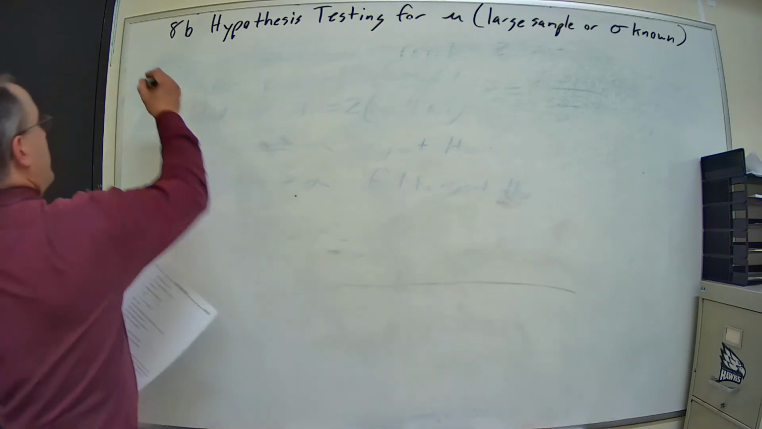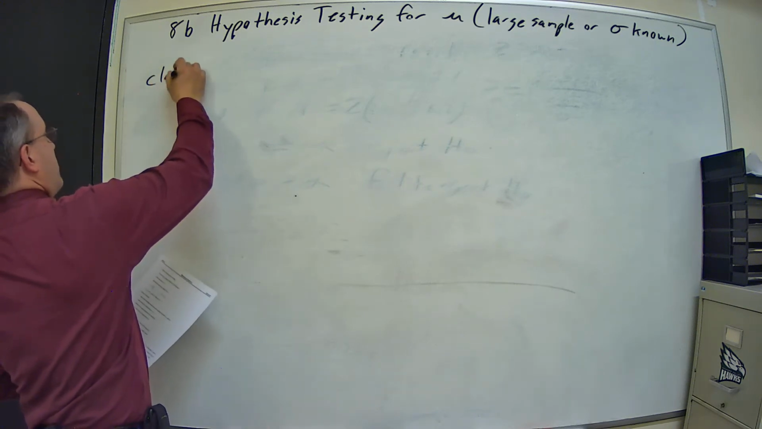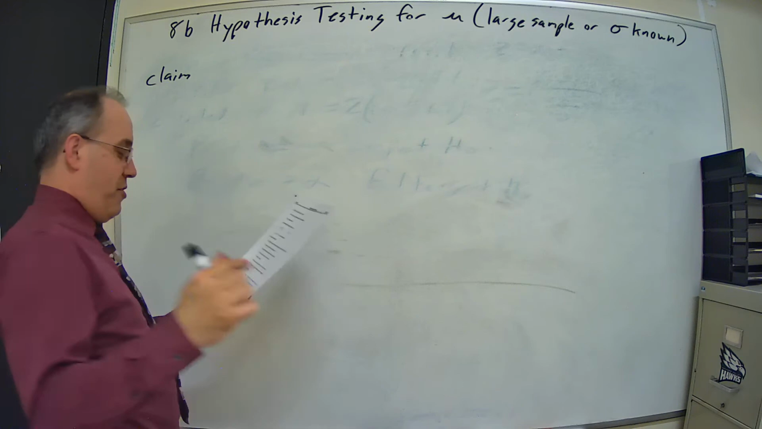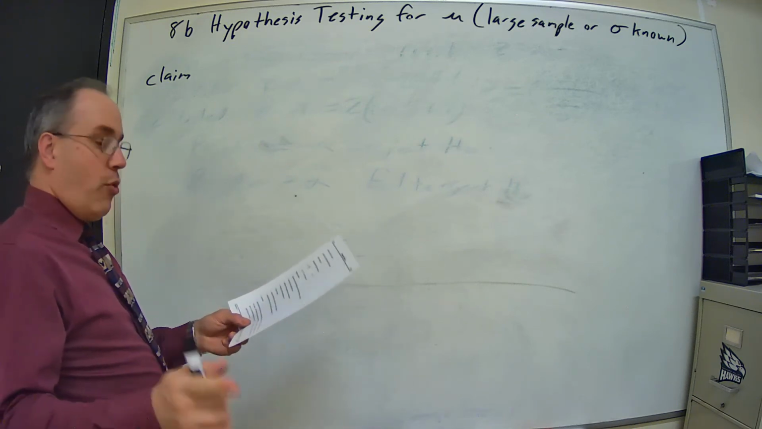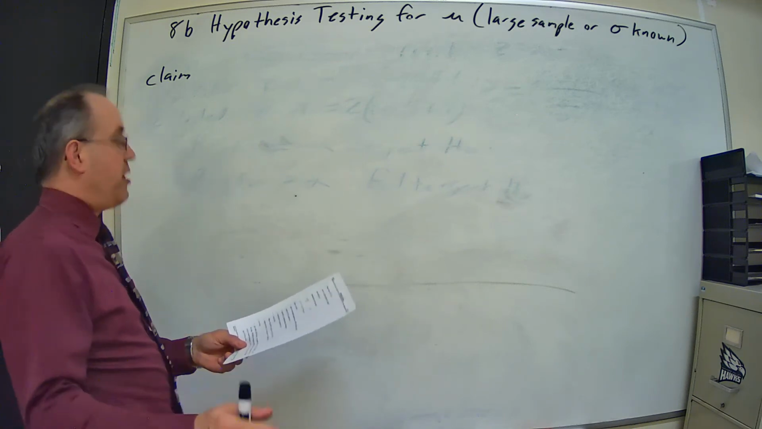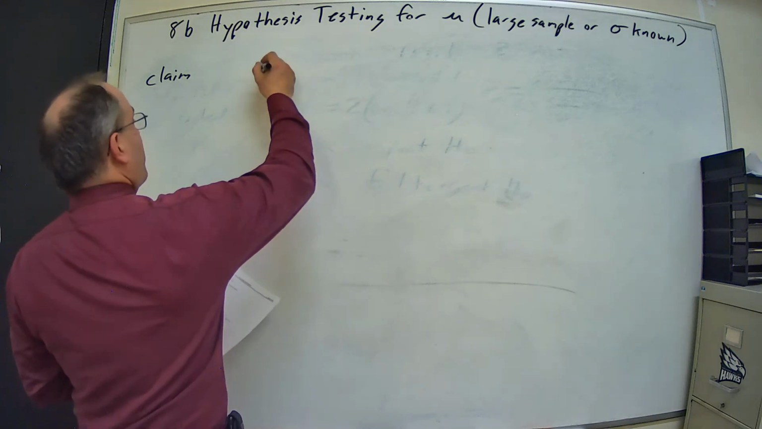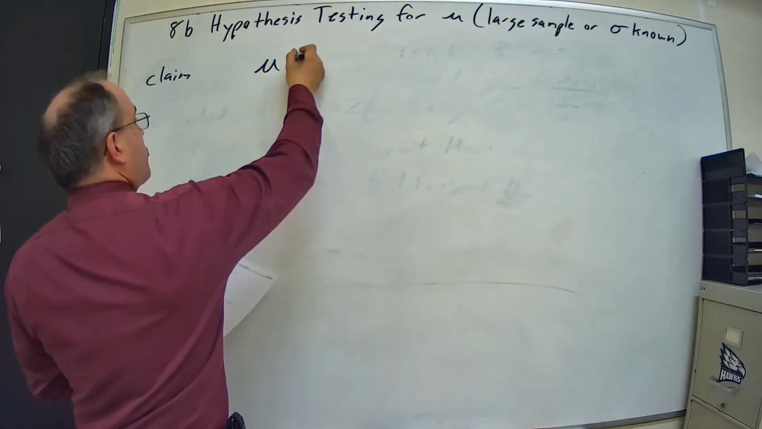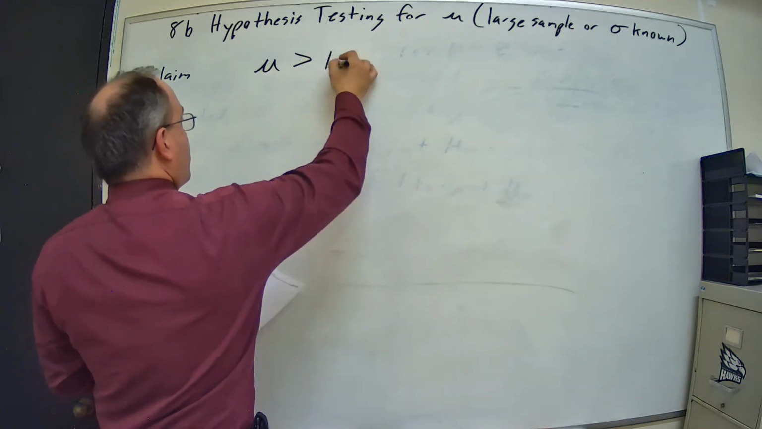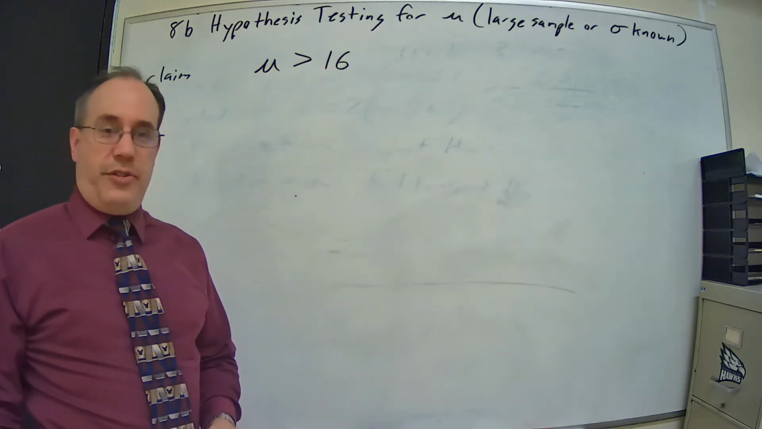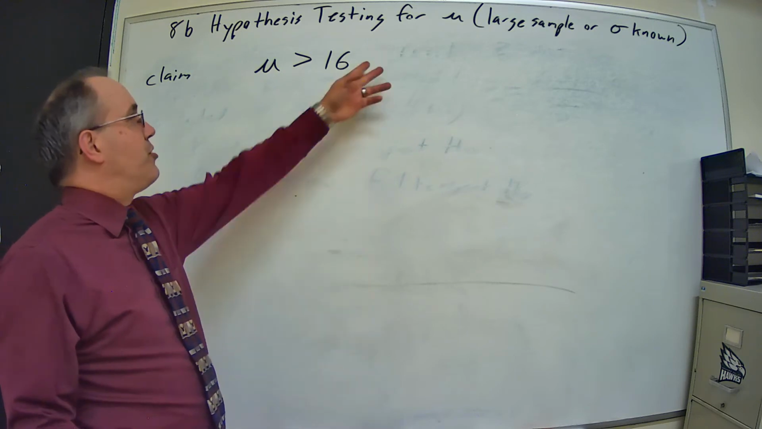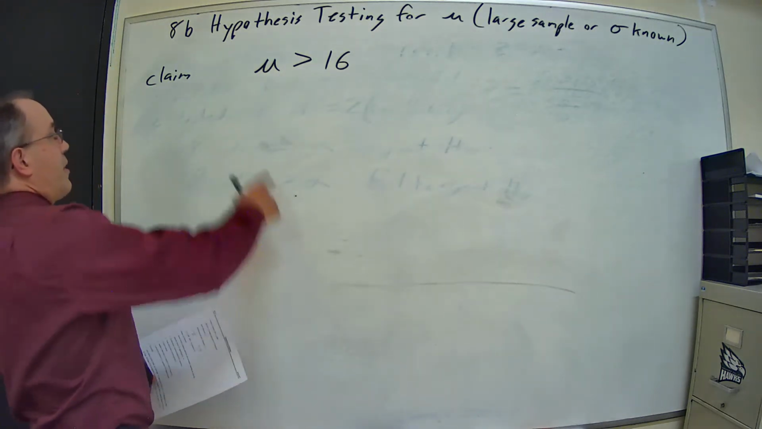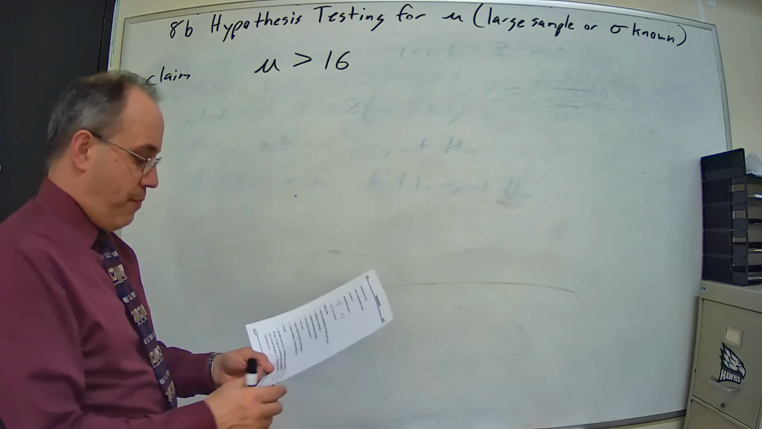So what I'm seeing is Jelly Belly is claiming that on average you get more than 16 ounces of jelly beans. They're claiming that the average population mean is greater than 16 ounces. I'm leaving out the ounces and just saying 16. That's what they've given us thus far.